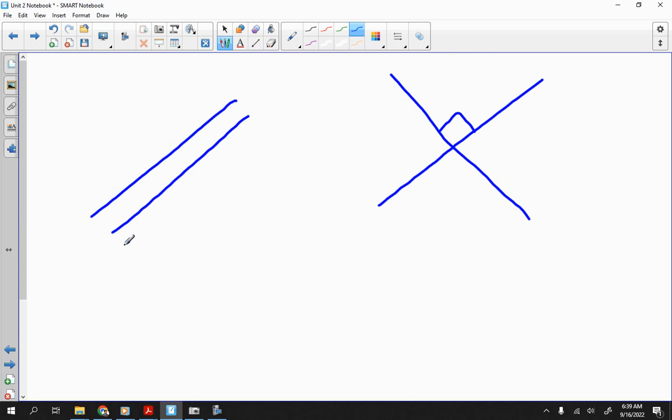They are going to be parallel, which is option 1. They're going to be perpendicular, which is option 2. Or they're simply just going to be two lines that intersect, and there's nothing special about the intersection of the lines. So that we call a neither. So we're going to be looking at slopes and saying parallel, perpendicular, or neither.